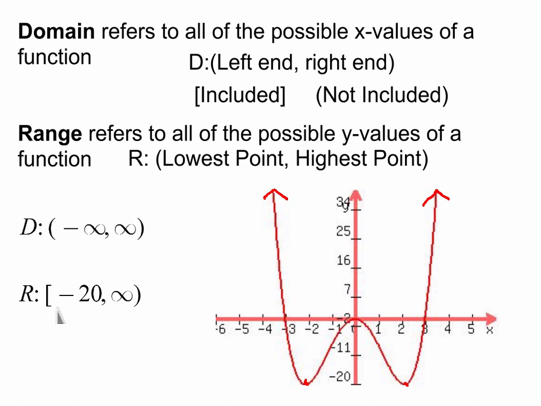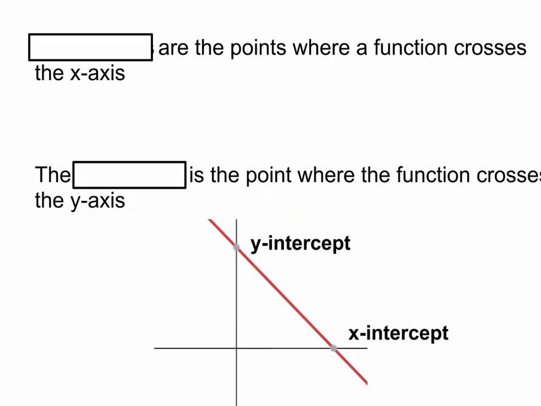Notice I use the bracket because negative 20 is a number that is included, and then for the highest point, I used infinity, or I used a parenthesis because infinity is not a number, so we can't call it included. So that's how we do domain and range.